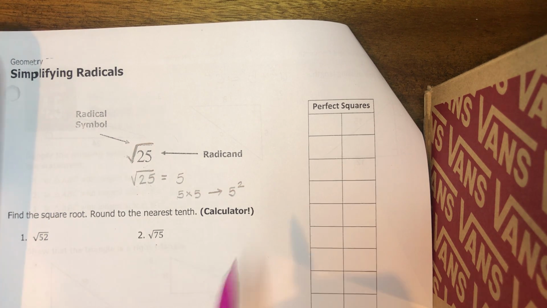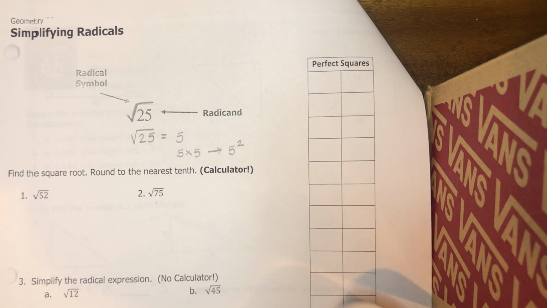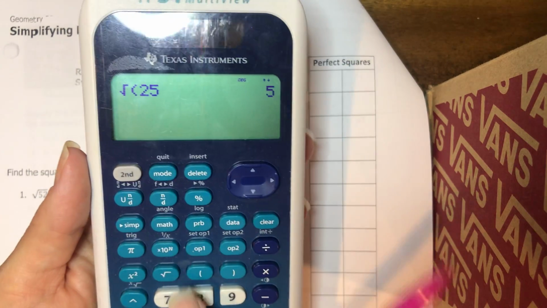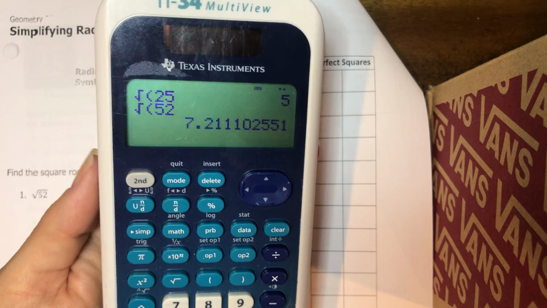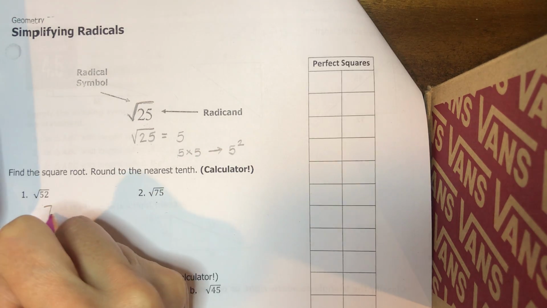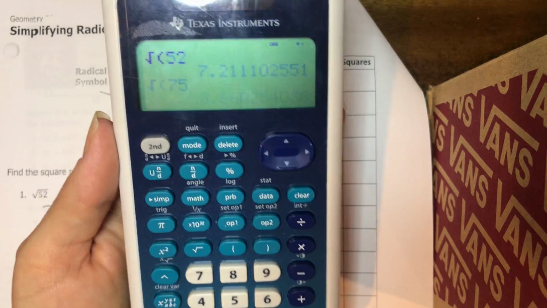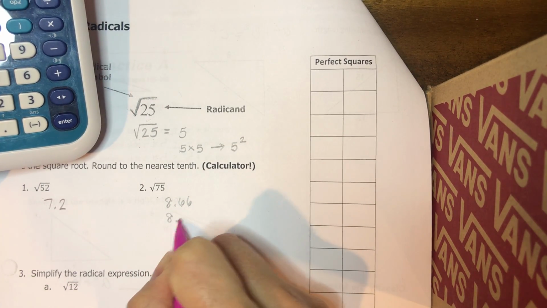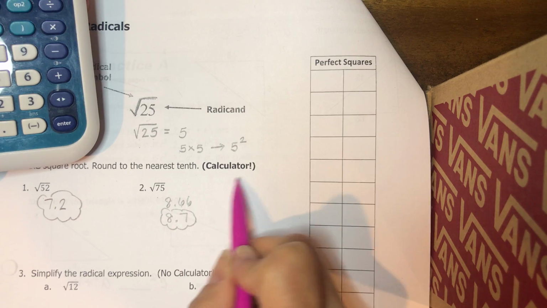So what we're going to do is practice putting these into our calculator. We're pretty good experts at that since Pythagorean theorem. It says find the square root and round to the nearest tenth. That means 1 decimal place. So we want to do the square root of 52, which is 7.21, so it's just 7.2. So this is nice and easy, just plugging them in our calculators. Square root of 75 is 8.66, so that really should round to 8.7. Nice and easy, right? It said use your calculator.